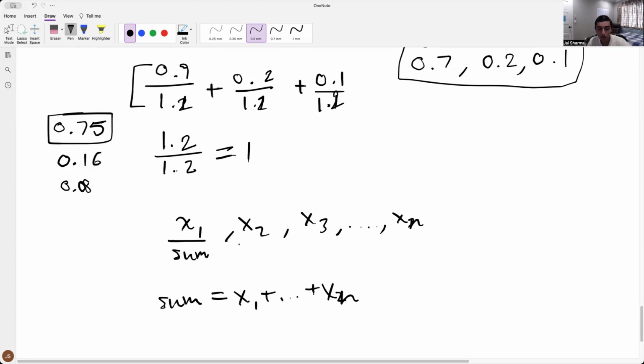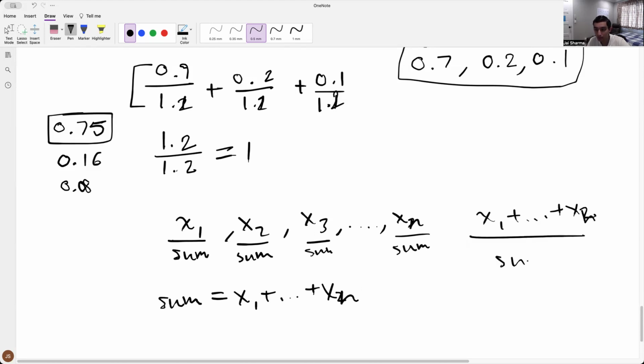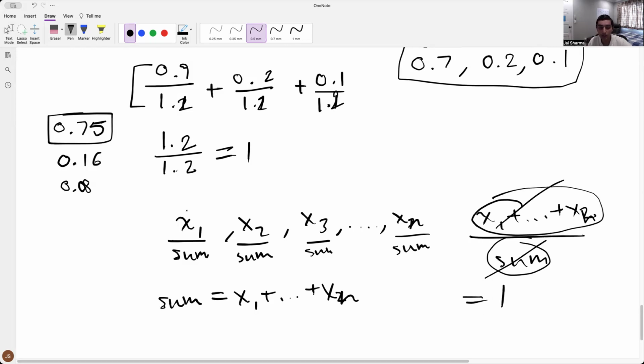If you divide each number by the sum, and then add these all together, what will you get? If you add the numerators together, you'll get x1 plus dot dot dot all the way to xn, and in the denominator, you'll still have the sum. But this is the sum, so these cancel out, and you'll get 1. And the reason that we wanted them to sum to 1 was that now each can be interpreted as a probability.